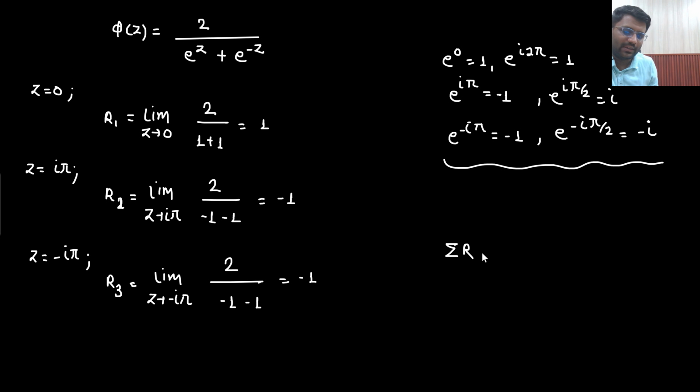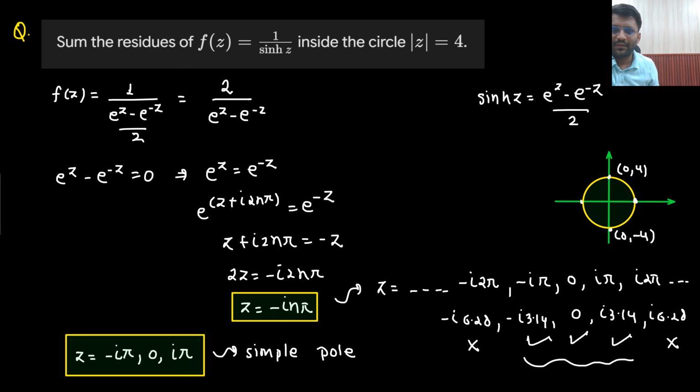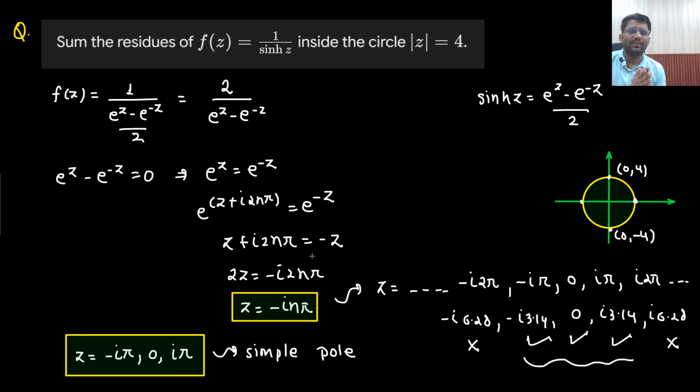Now if you need to do the summation, so what is the answer? 1 minus 1 minus 1. So answer is minus 1. Okay, so here the answer will be minus 1. So this was the question. So this is how you are supposed to solve. Is that understandable to you?